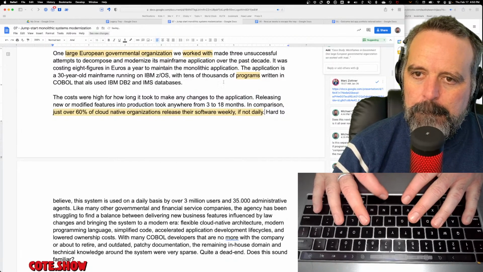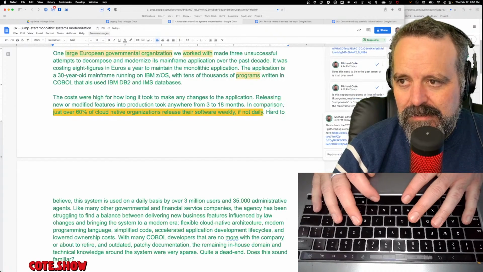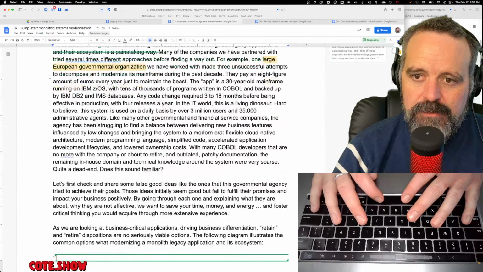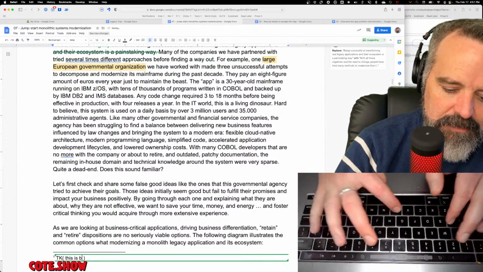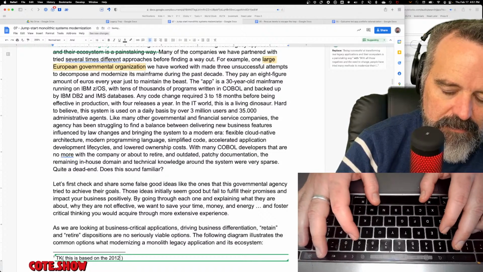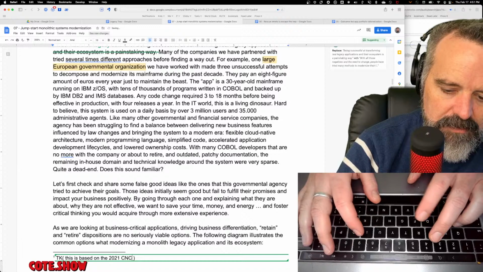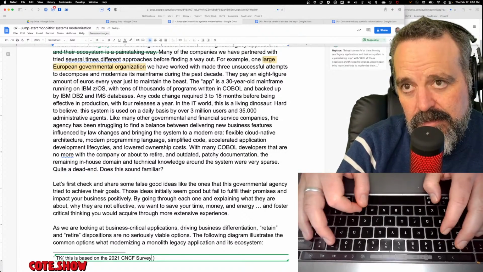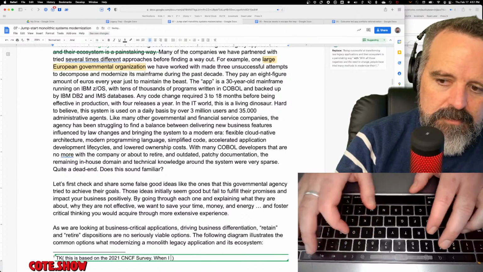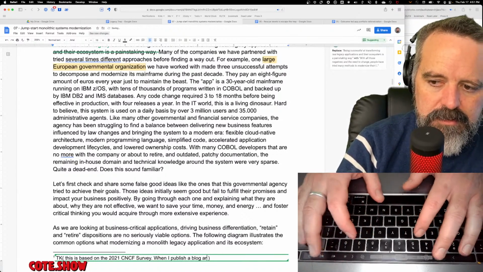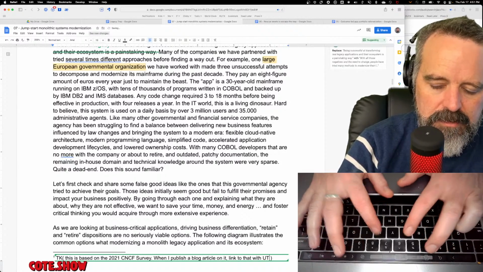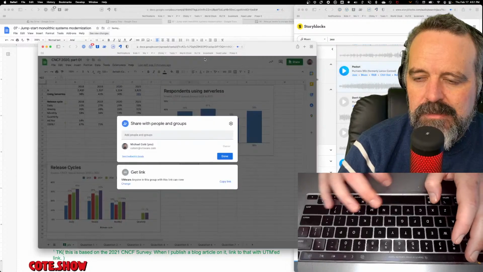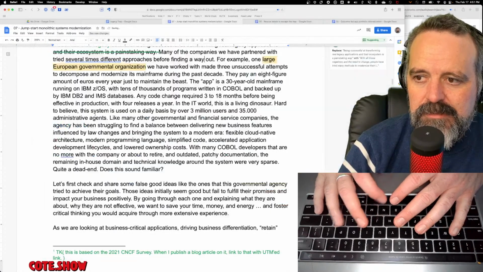Daily comparison. So let's put a footnote here. Insert footnote TK. This is based on the 2021 CNCF survey. Publish a blog article on it, to that with UTM to link. And then let's go over, where was, yep. Let's copy this again.